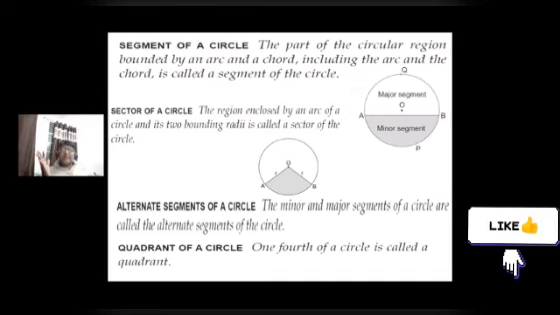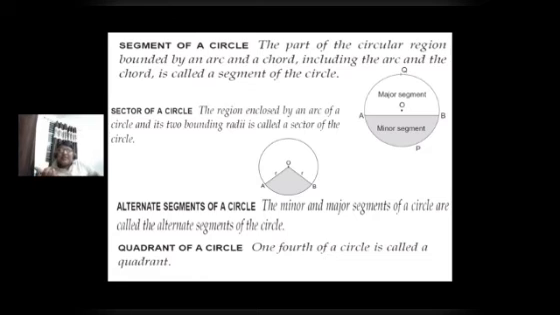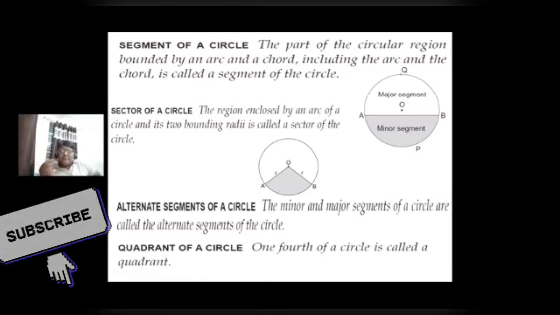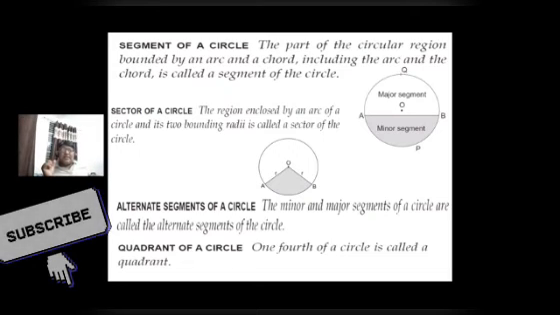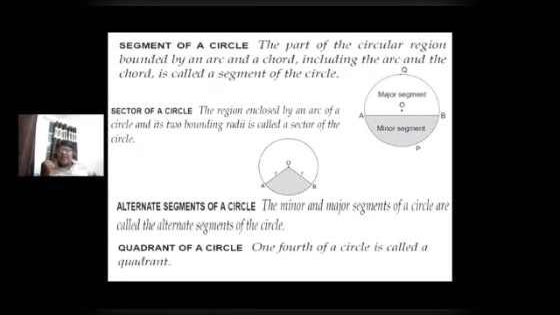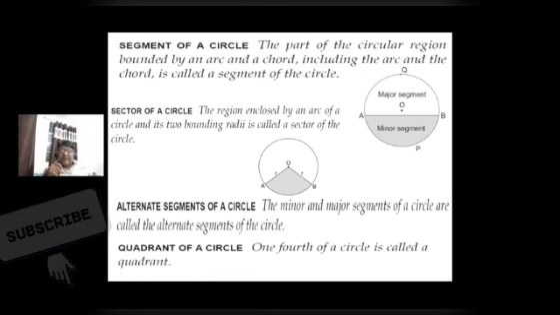The next one is sector of a circle. It is the region enclosed by an arc of a circle and its two bounding radii. Alternate segment. The minor and major segments of a circle are called alternate segments of the circle.